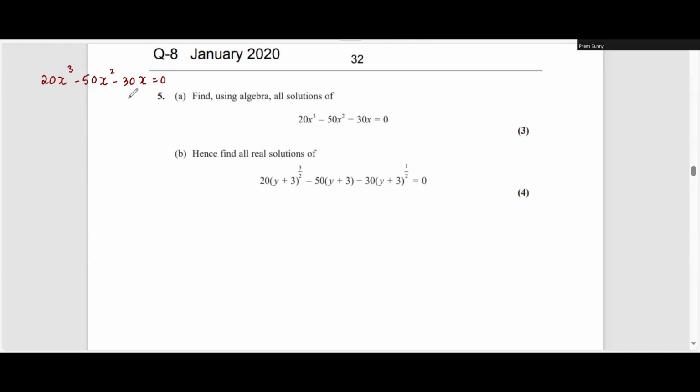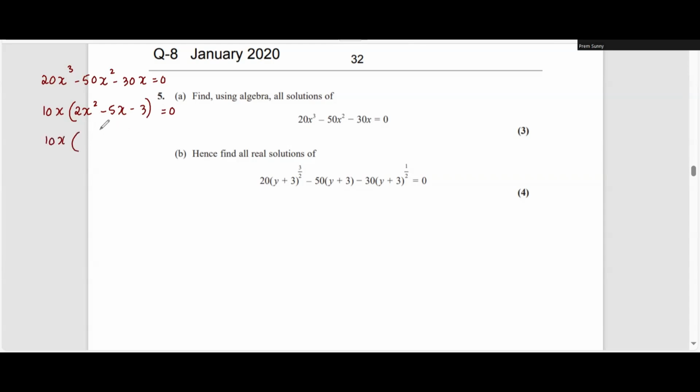When I look at this closely, I can see that we have 10x common in all three terms. So we'll factorize it. Take 10x common outside. We are left with 2x squared minus 5x minus 3 equals 0. Now what we have here is a quadratic inside the bracket.